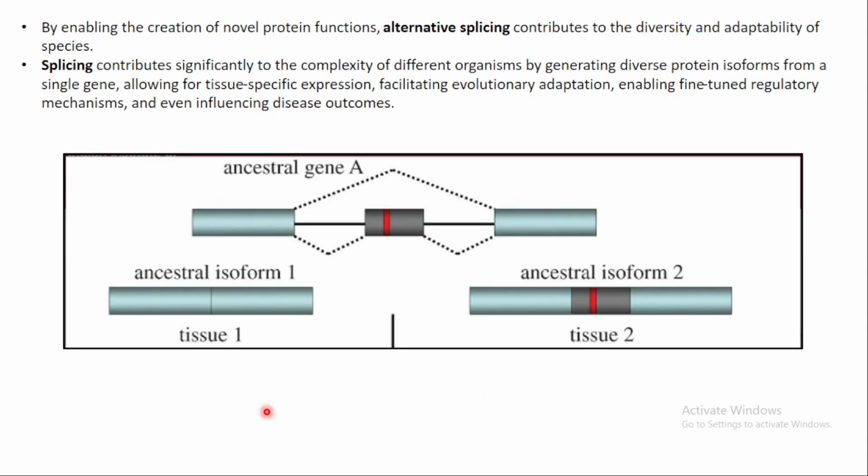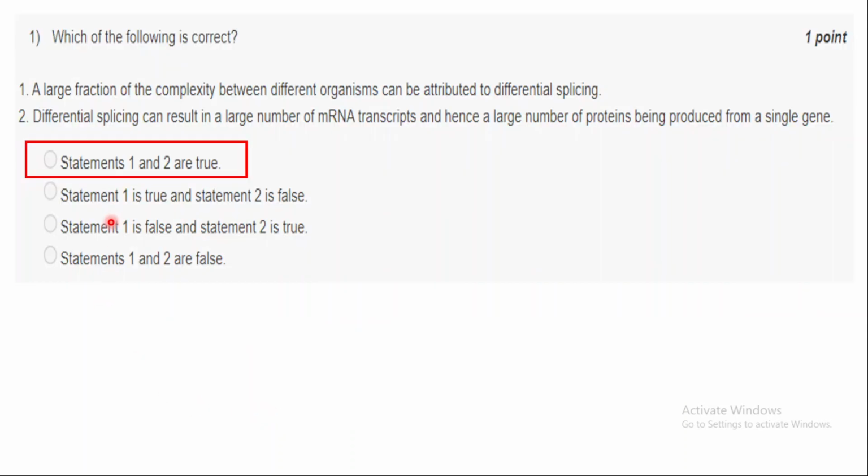That's why option 1 is the correct answer to this question. Both the statements are true. Statement 1 and 2 are true. So organism complexity is brought about by differential splicing, and one gene can produce many mRNAs and many proteins via alternative splicing or differential splicing.